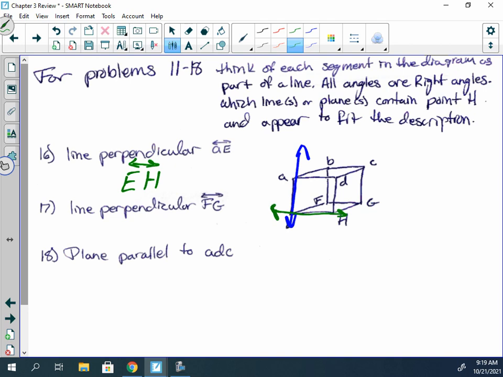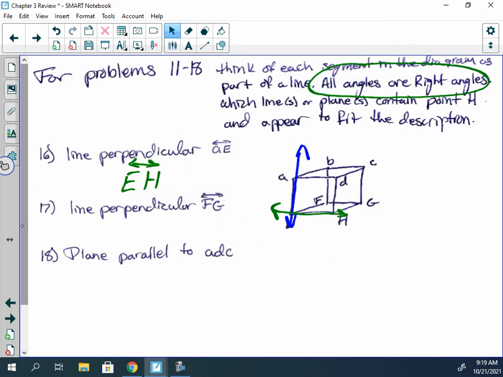Because it is going to be the line that intersects it, and we are assuming and pretty much told that this is a cube, and by the definition or properties of a cube, they are all right angles. And it tells us that also. Any other questions on 11 through 18 with this diagram? 17, so FG would be HG, yes.